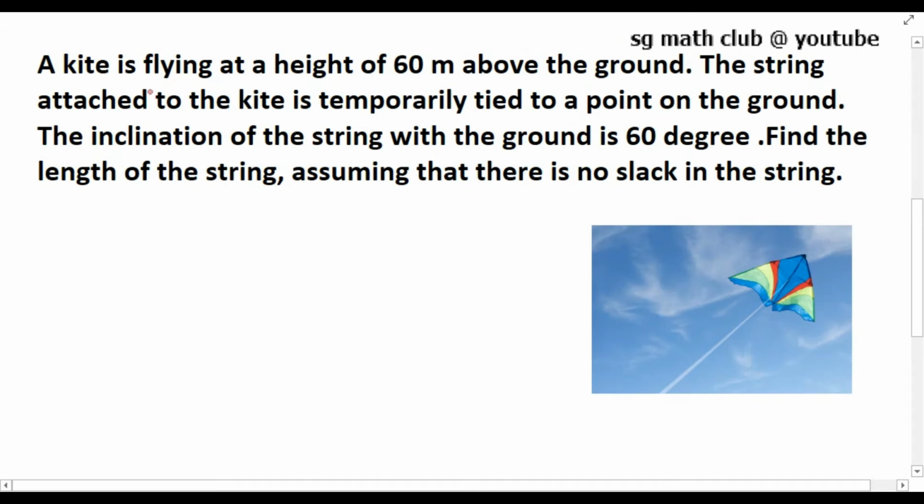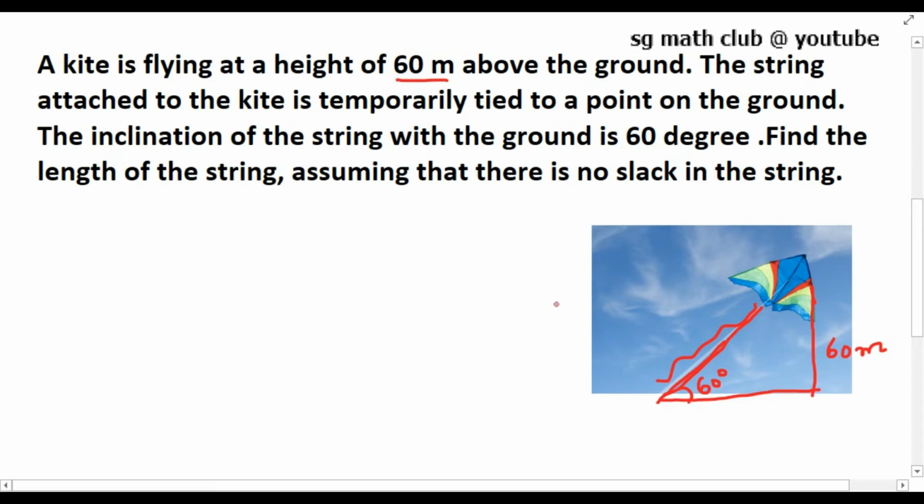Now the next question is, a kite is flying at a height of 60 meter above the ground. The string attached to the kite is temporarily tied to a point on the ground. The inclination of this string, so this is the string, and the inclination of the string with the ground is 60 degree. We need to find the length of the string. We need to find this length.